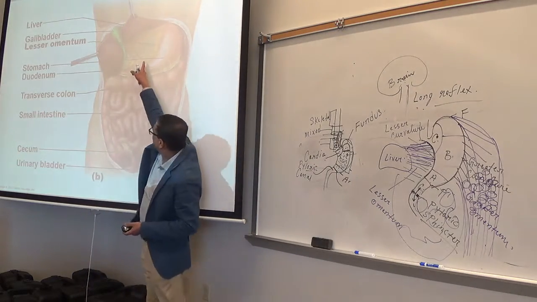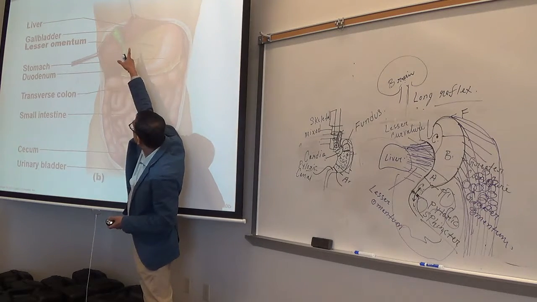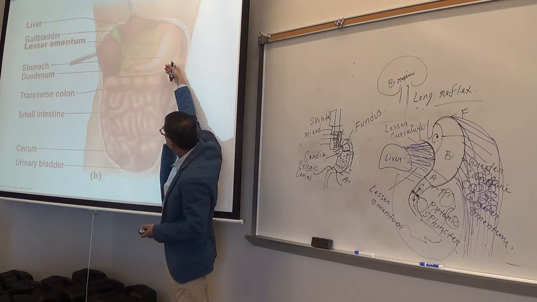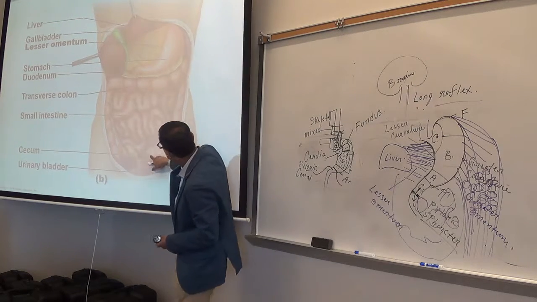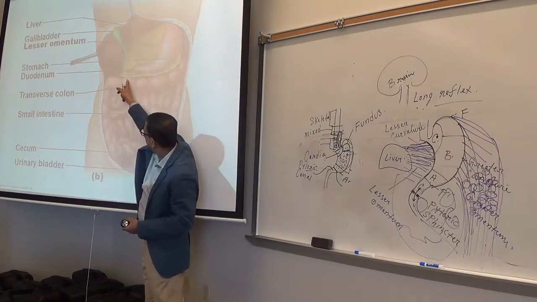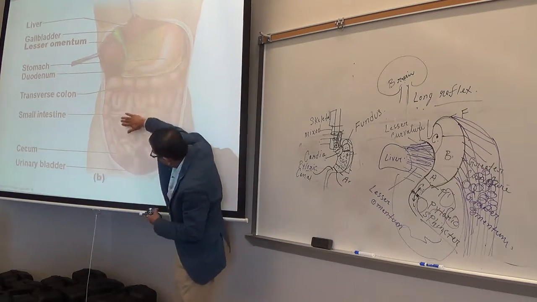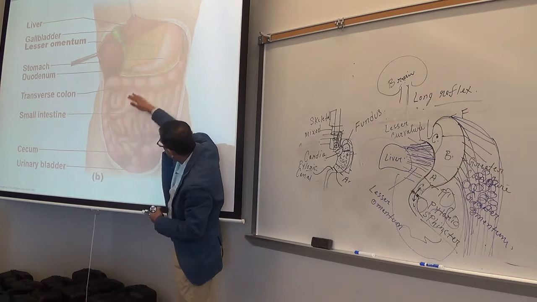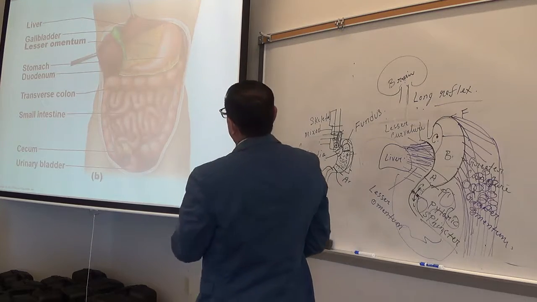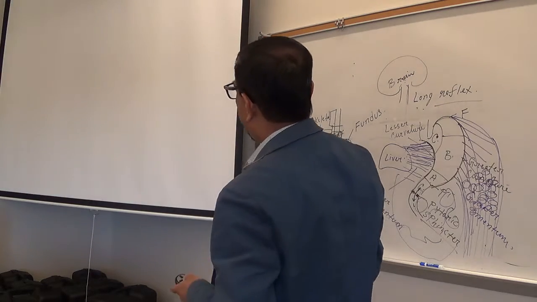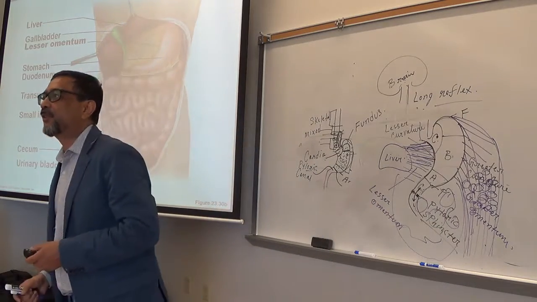So this is the lesser omentum from the stomach to the liver, that is the liver, and the greater omentum drops down from the greater curvature of the stomach like this. They have dissected the greater omentum. That's why you don't see it here. It actually drops down like this, covers the intestine like this. Okay. So 2 omentums. Okay. Let's stop here.